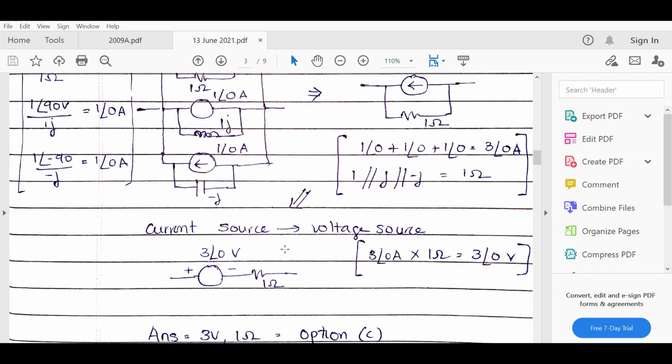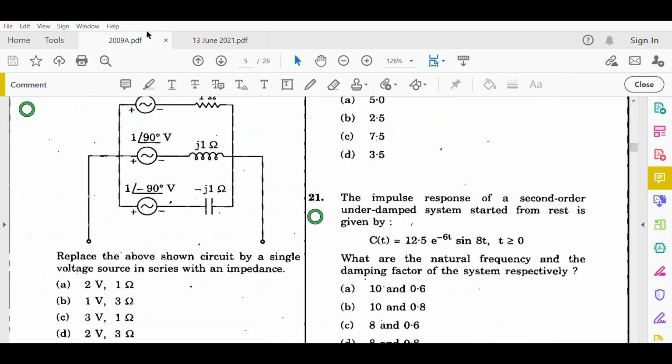So this is the answer that we wish to obtain, and this is 3 angle 0, and the impedance is 1 ohm. And if we were to see the options, we have an option 3 volt and 1 ohm, so the option C is the correct one.